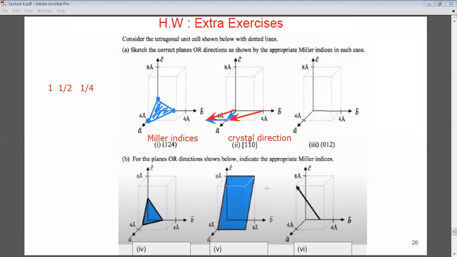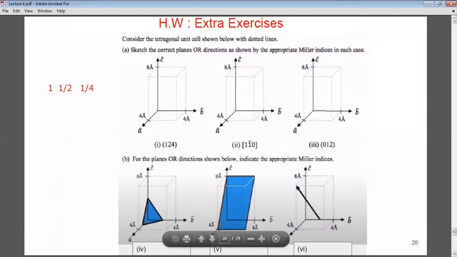By the way, in this other exercise, I'm giving you the planes and the directions, but you need to find the Miller indices and the directions. So it's the opposite of the first exercise.